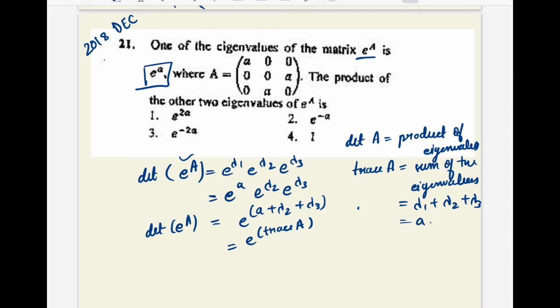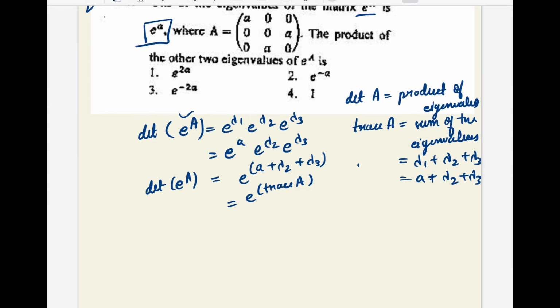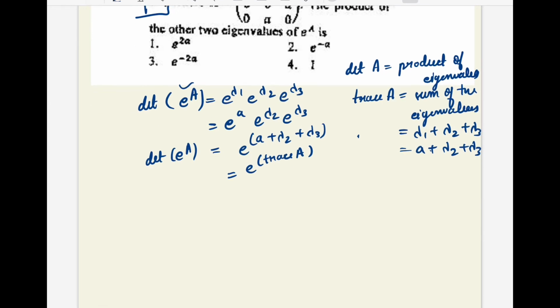Okay, and another one is lambda 2 plus lambda 3. So it can be easily solved now. So now we have to determine the eigenvalues and other eigenvalues of matrix A. So how will we find them? Again by the Cayley-Hamilton theorem.